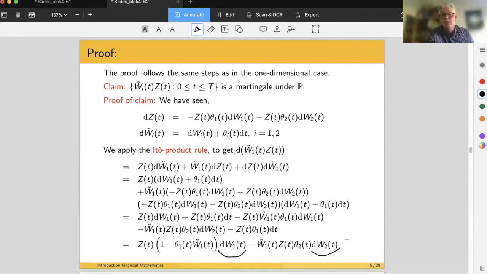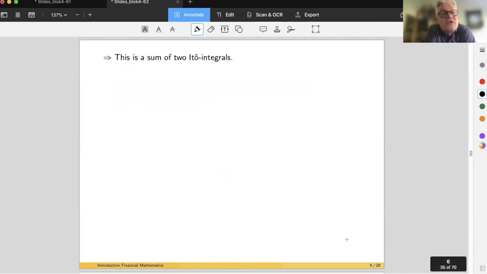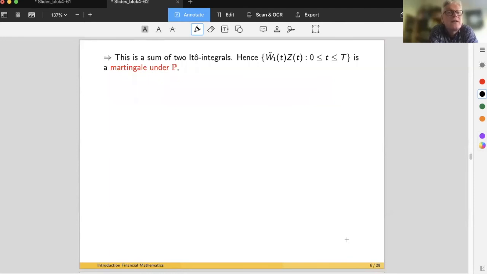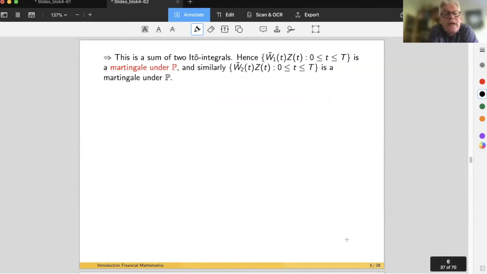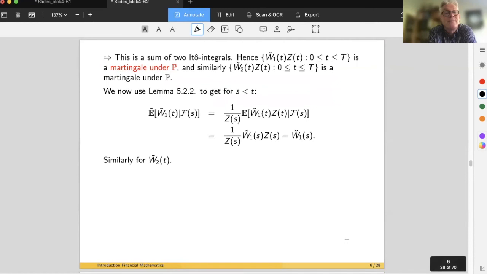So we conclude that what we see is a sum of two Ito integrals. And because we have two Ito integrals, we know that the product W tilde_1t Z_t, where 0 is less or equal to t is less or equal to T, is in fact a martingale under P. So that's good, and we get the same, of course, for W tilde_2t times Z_t. We do that in a similar way, and we also see that that is a martingale under P.